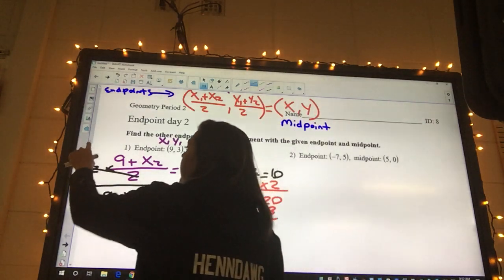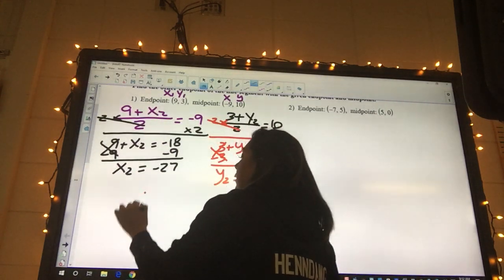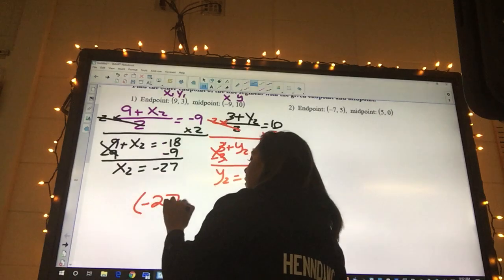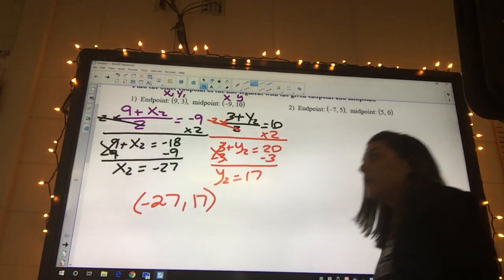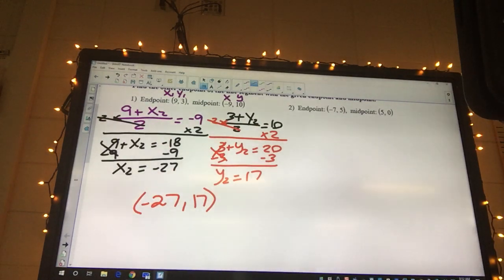So now I know my x sub 2 is negative 27 and my y sub 2 is 17. So how do I write this out? Parentheses, negative 27, comma, 17, and then close that parenthesis. And what is that coordinate? Is that a midpoint or an endpoint? It's an endpoint.